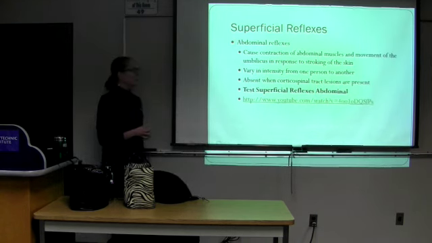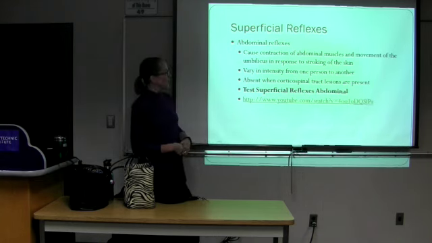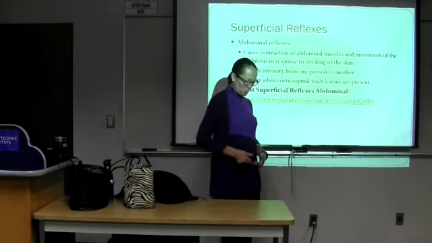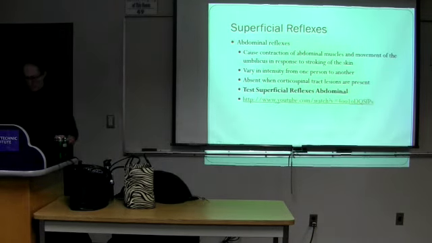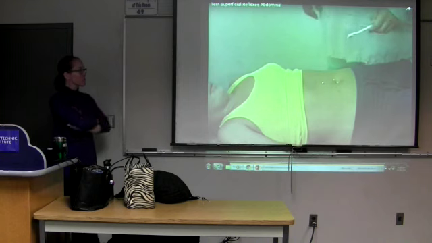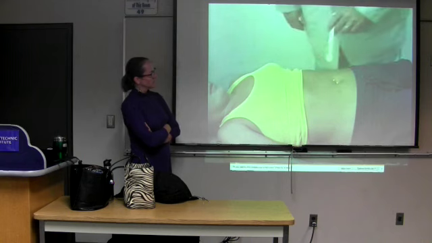Abdominal reflexes cause contraction of abdominal muscles and movement of the umbilicus, or belly button, in response to the stroking of the skin. It varies in intensity from one person to another. It's absent when corticospinal tracts are damaged, which just means brain to spinal cord, that motor function. Normally, and I'll show you the video, hopefully this link is still viable too.